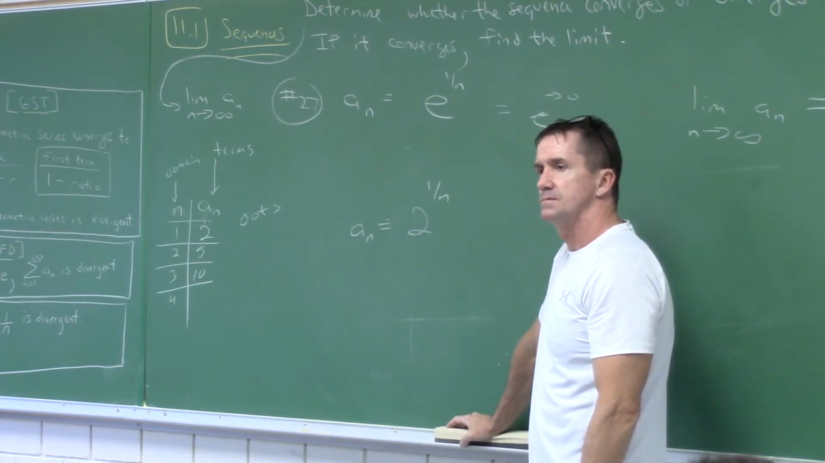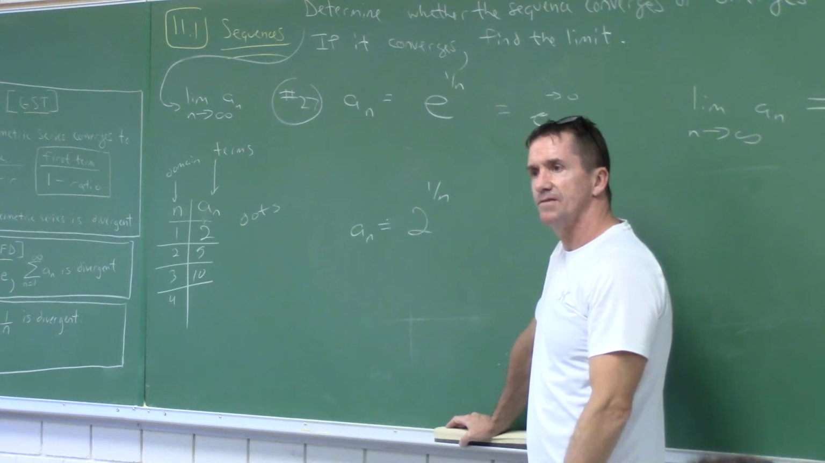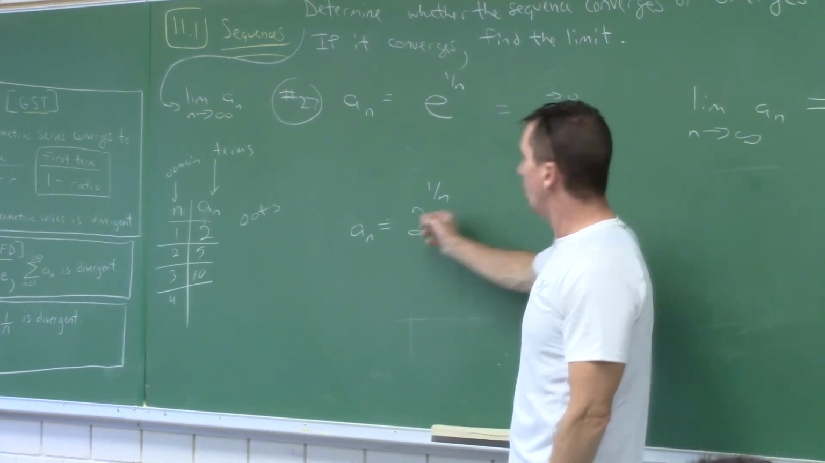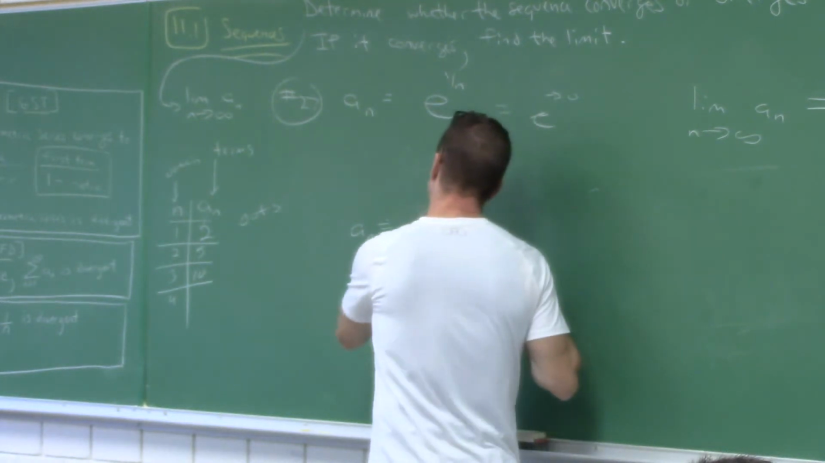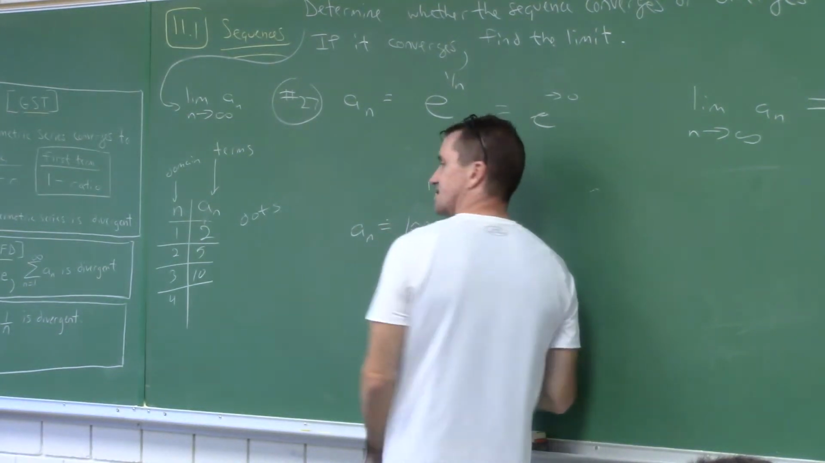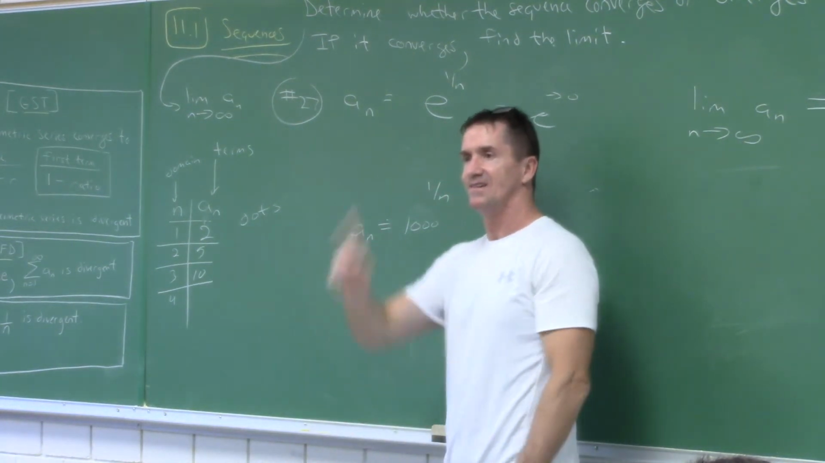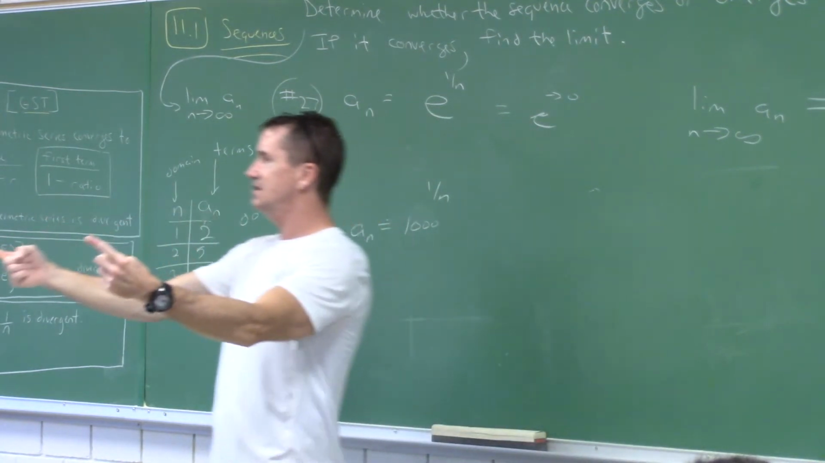Yeah, anything raised to 0. 2 to the 0 is 1. Very good. That would be a 1. This one came out to a 1. I could play around with this base, make it 1,000 to the 1 over n. You're still going to get what? 1. I love it. Does everyone agree?